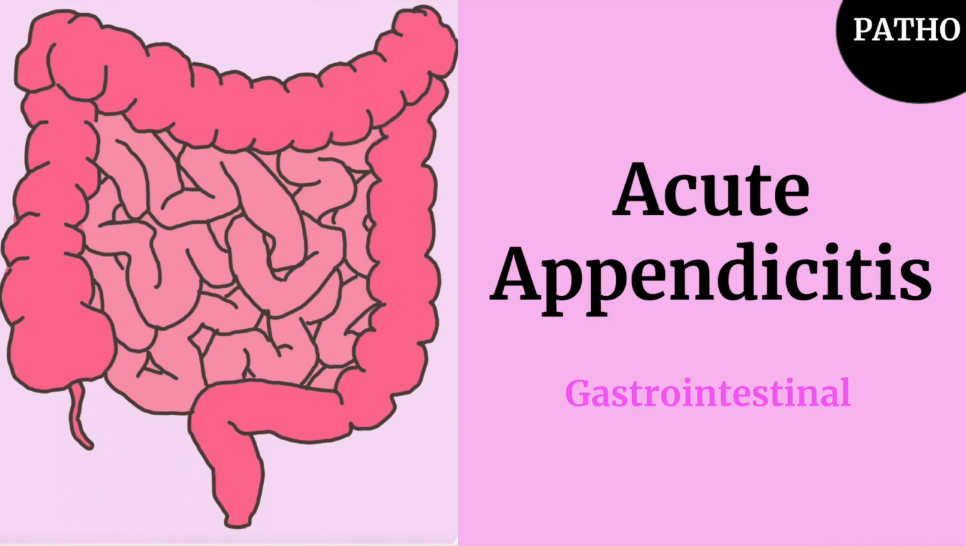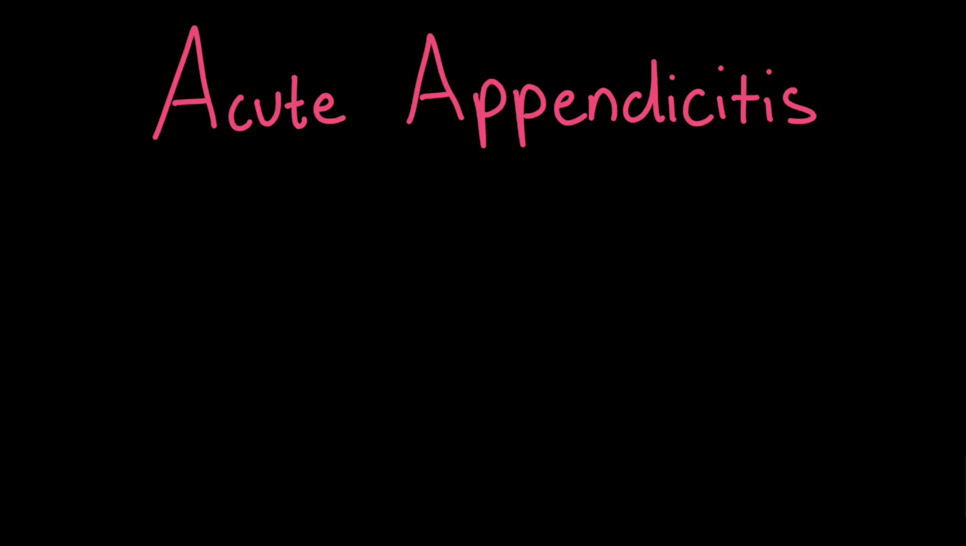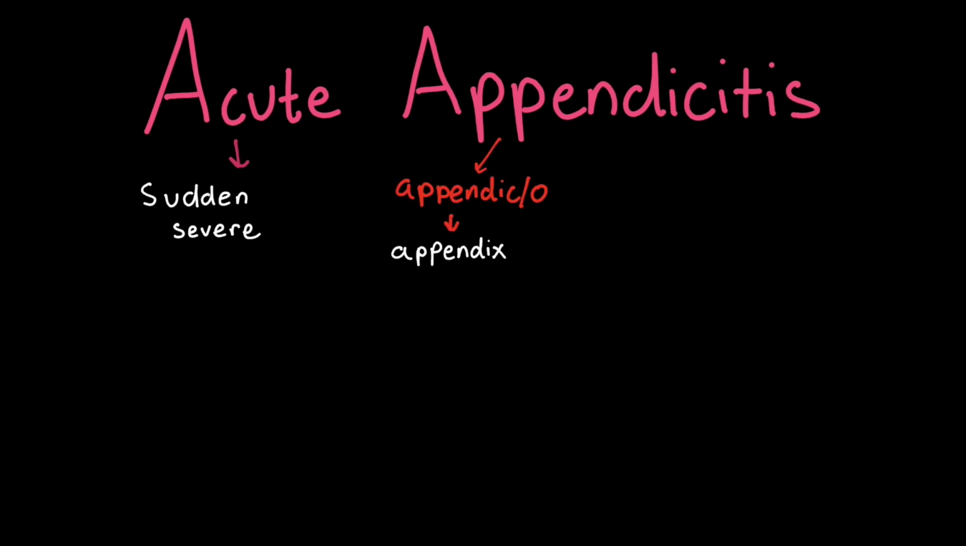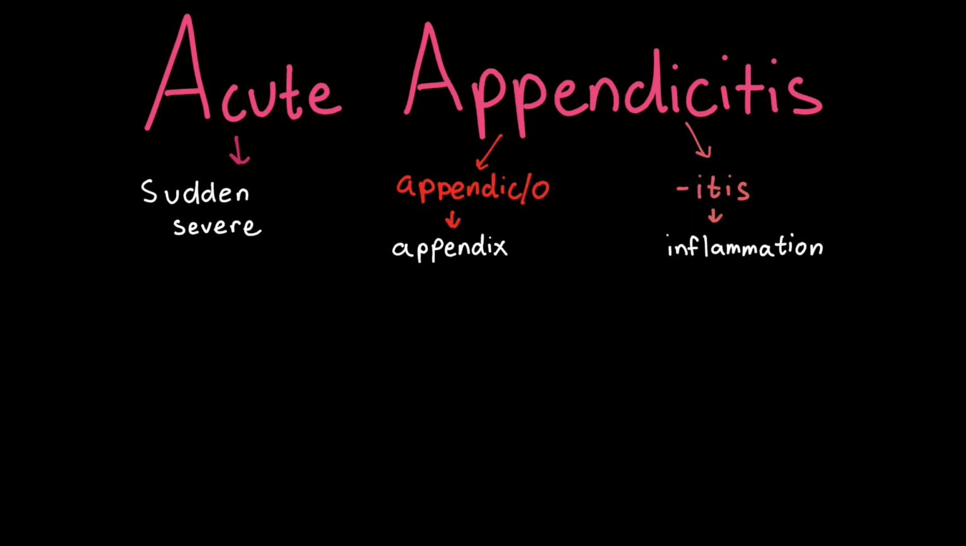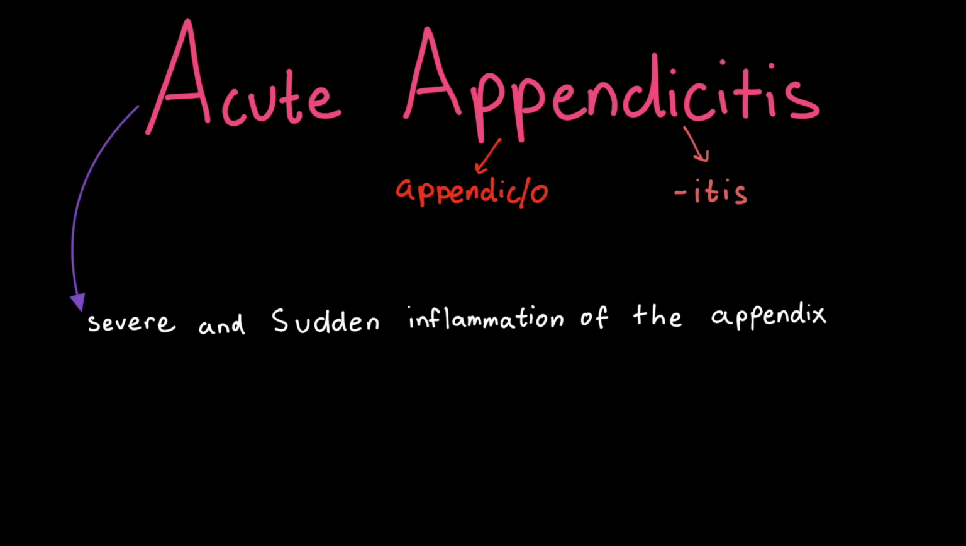To begin, we need to understand what acute appendicitis is. If we break down the medical terms, acute means sudden and severe. The combining form appendico means appendix, and the suffix itis means inflammation. After this medical term breakdown, we can now understand that acute appendicitis is a severe and sudden inflammation of the appendix. Knowing your medical terms is crucial in understanding basic pathophysiology.